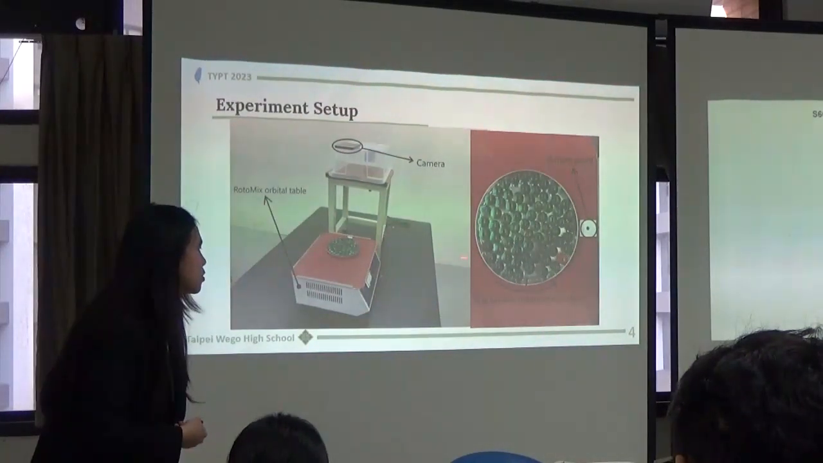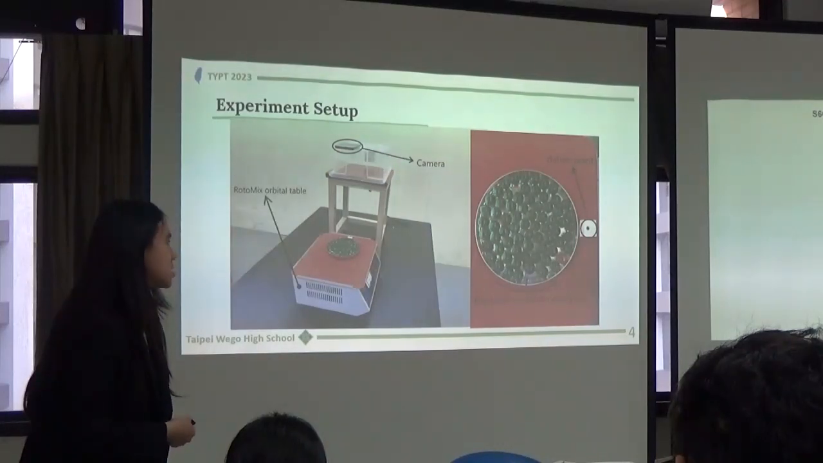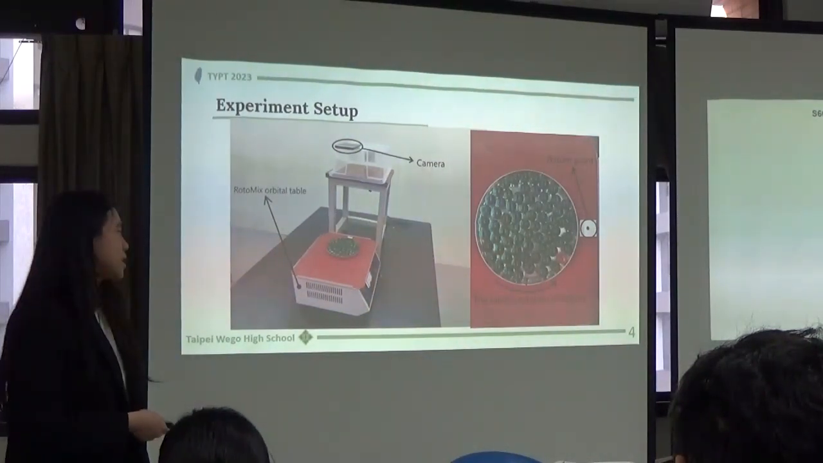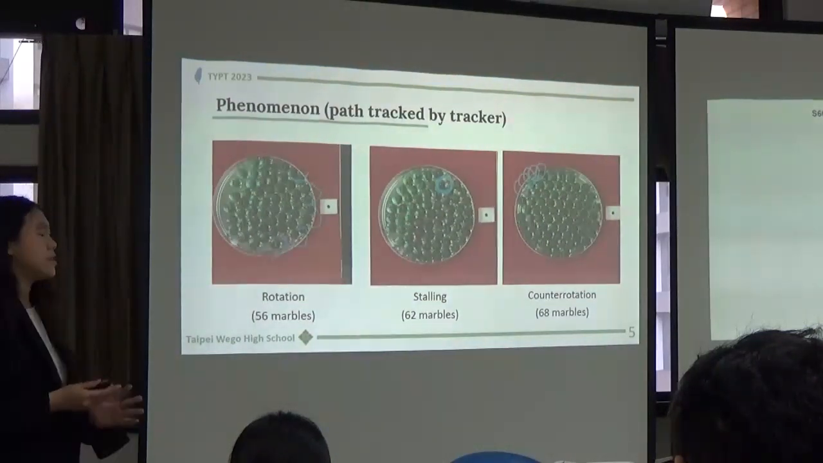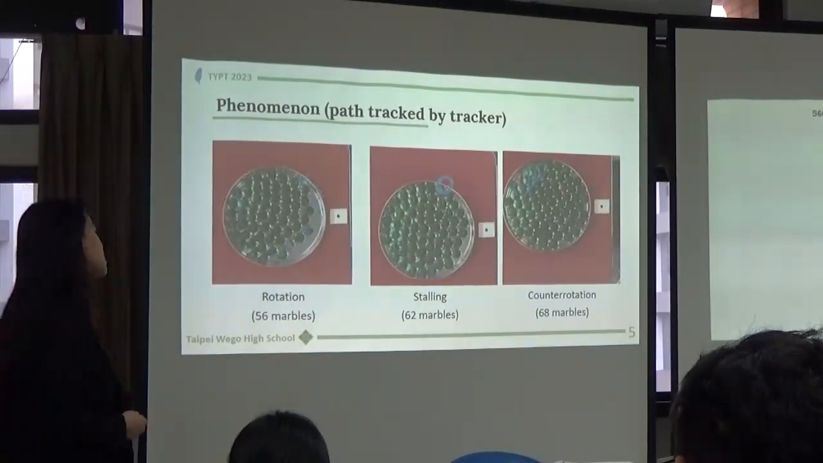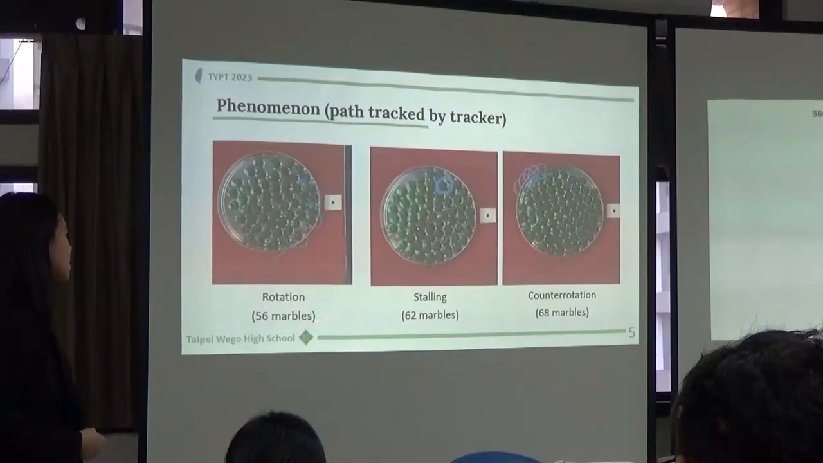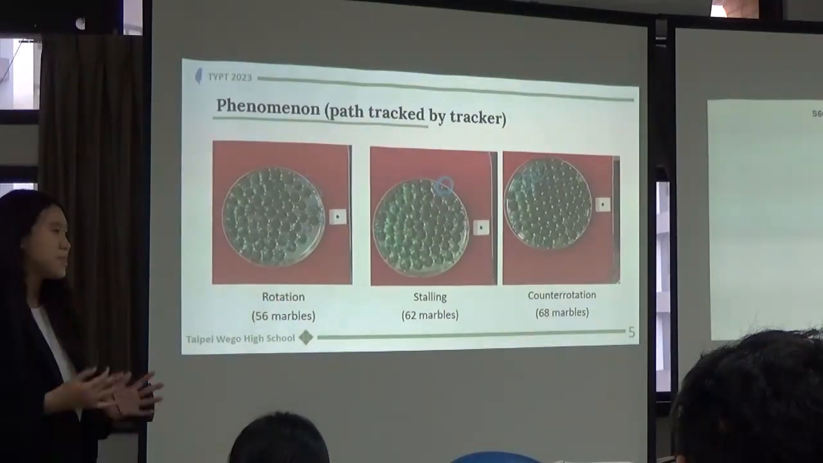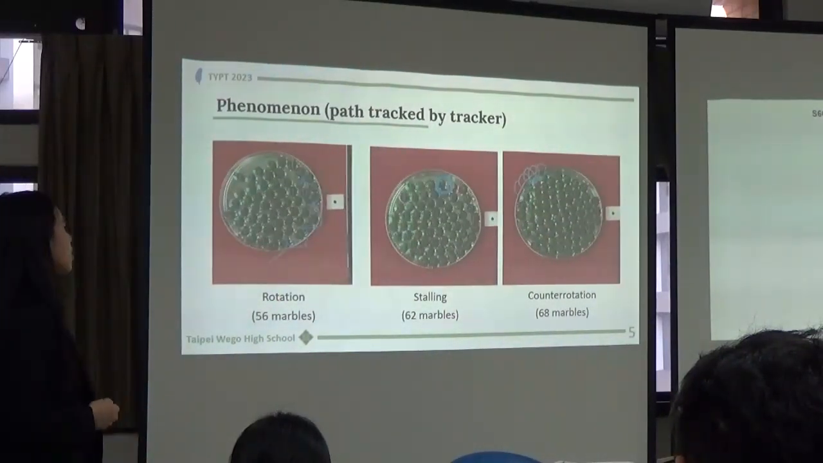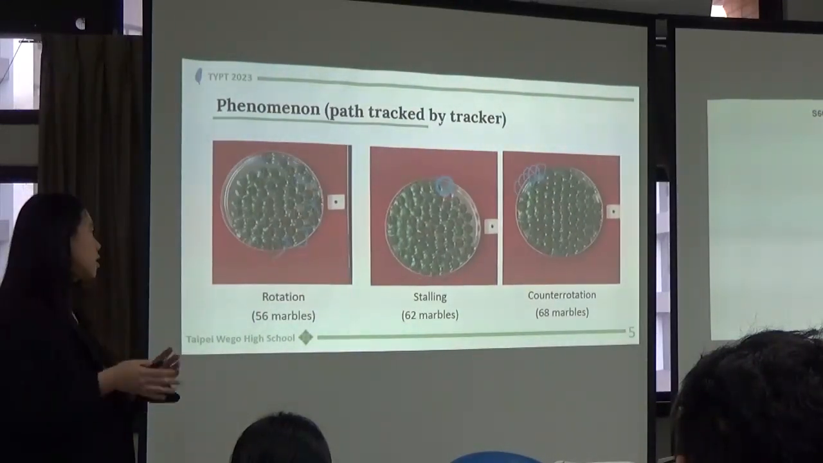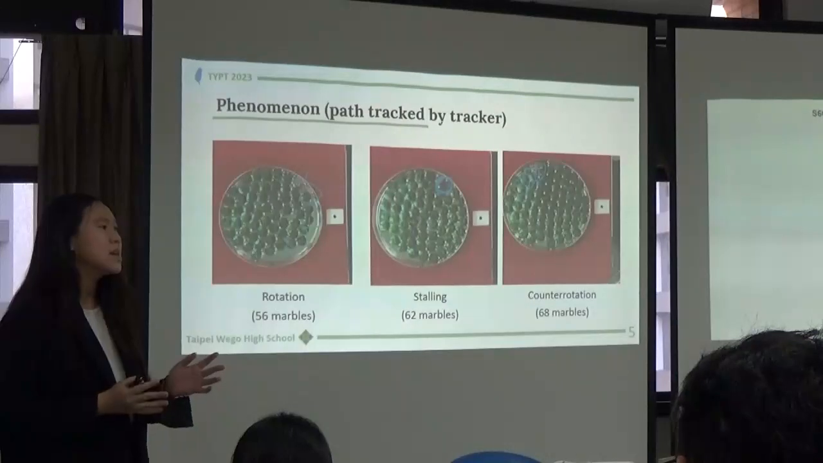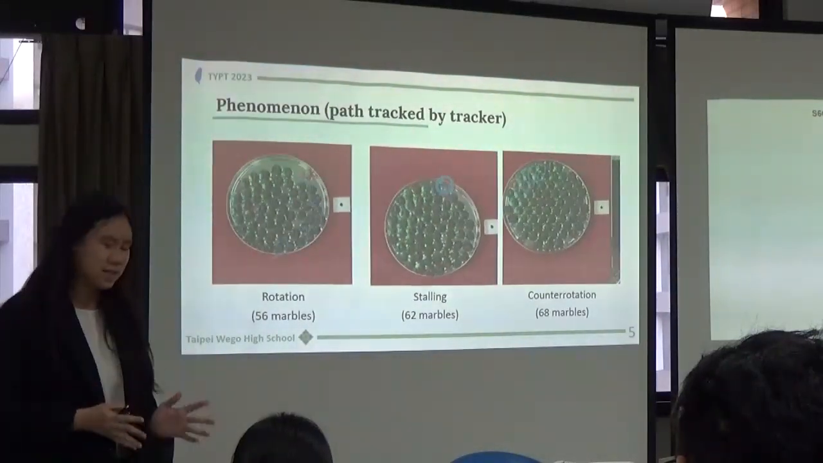And we will have a data point where we would use tracker to track the entire motion. And the table's rotation direction is counterclockwise. So in regards to the phenomenon that we observed, as you can see, when there is a relatively lower number of marbles present in a container, the marbles in the container actually move with the rotation of the container, meaning that it moves co-directionally with the container.